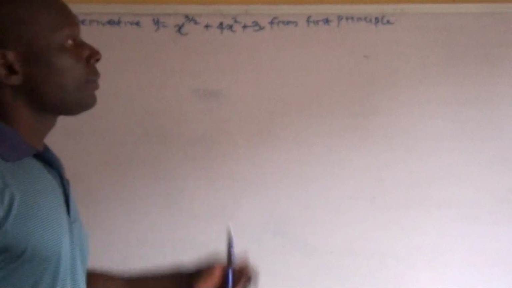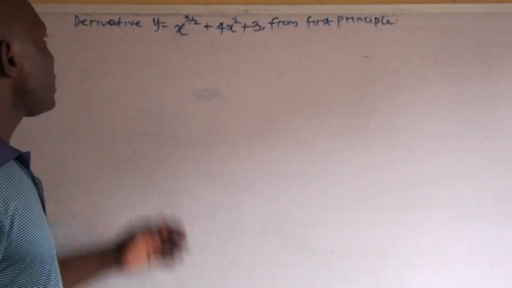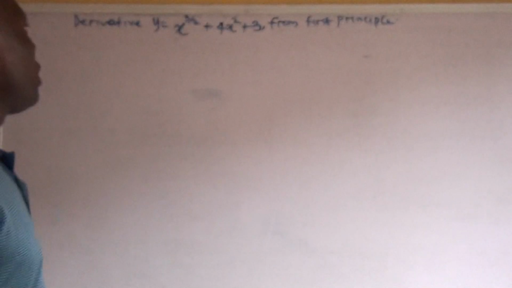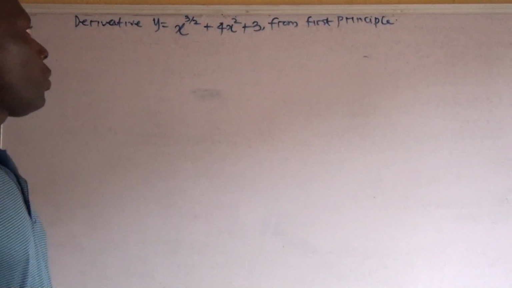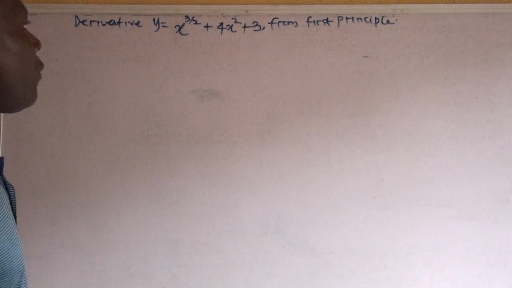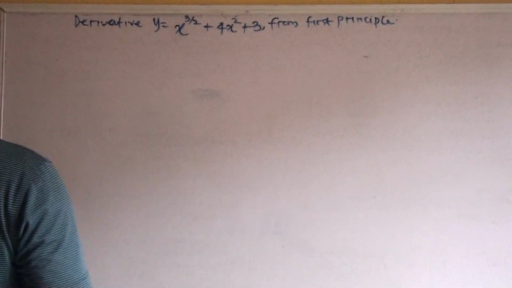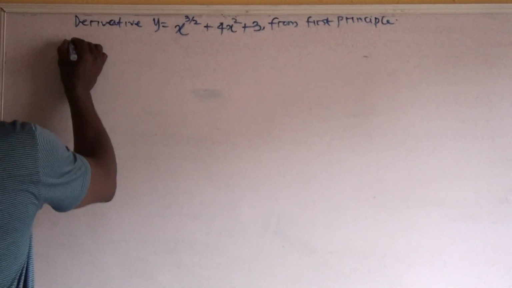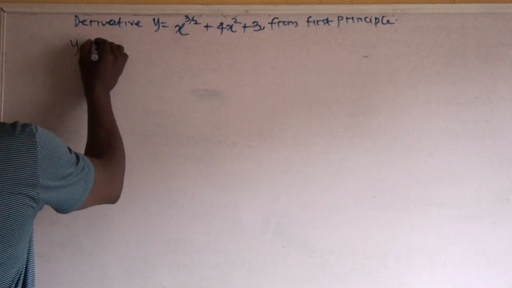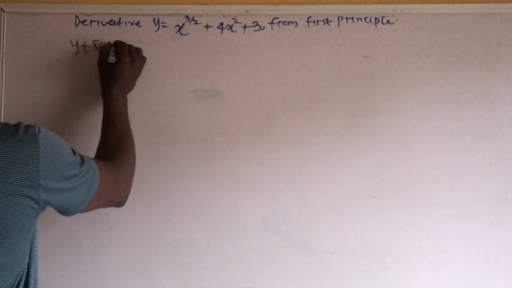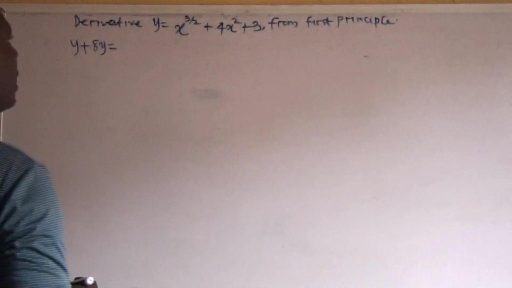Hello viewers, in this virtual class we are going to define the derivative of this function y equals x raised to power 3 over 2 plus 4x squared plus 3 from first principle. We know that from first principle y will tend to become y plus delta y. So wherever we see x, we substitute x plus delta x.